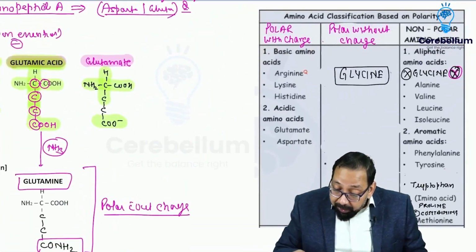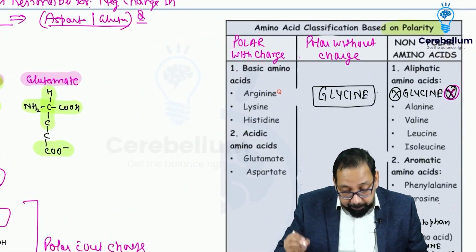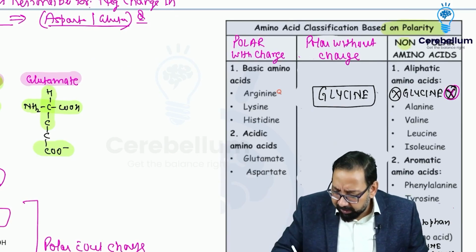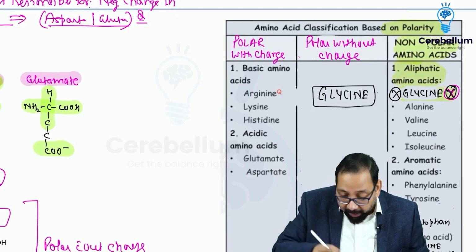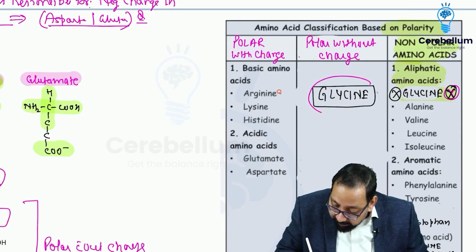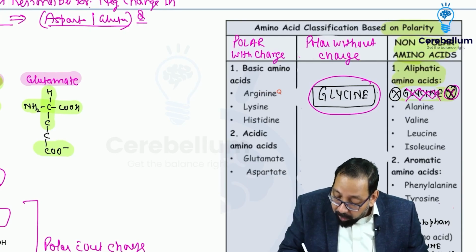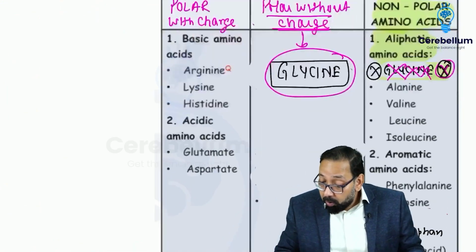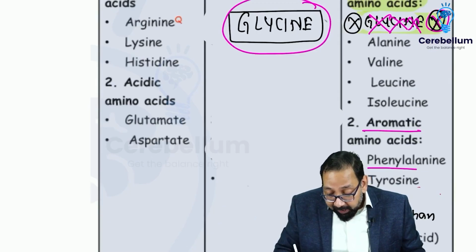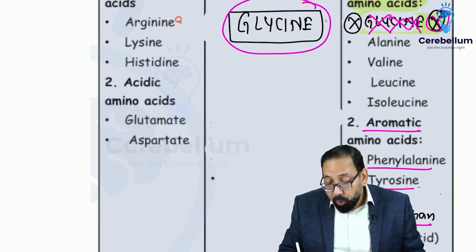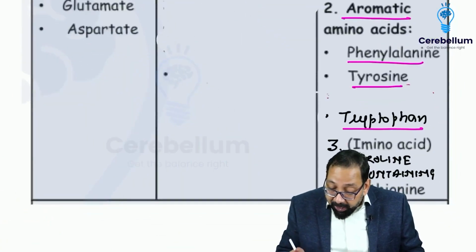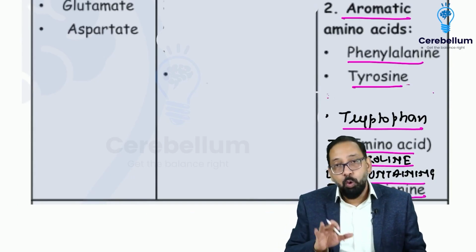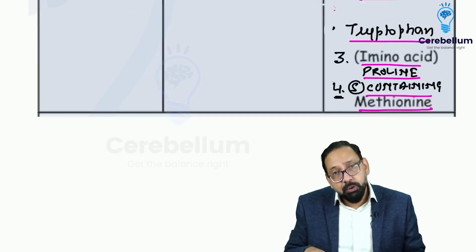Now we can classify on the basis of polarity. Non-polar amino acids you remember very easily: all aliphatic amino acids are non-polar except glycine. I told you, according to Harper, glycine is classified as polar without charge. Aromatic amino acids, phenylalanine, tyrosine and tryptophan, are all non-polar. The amino acid proline is non-polar, and the sulfur-containing methionine is non-polar. So you can easily remember these four groups.